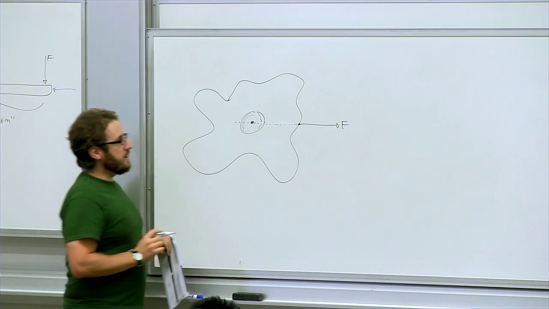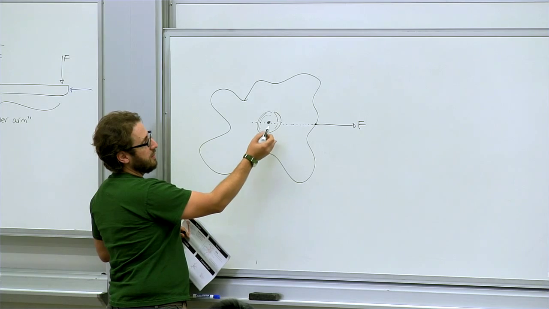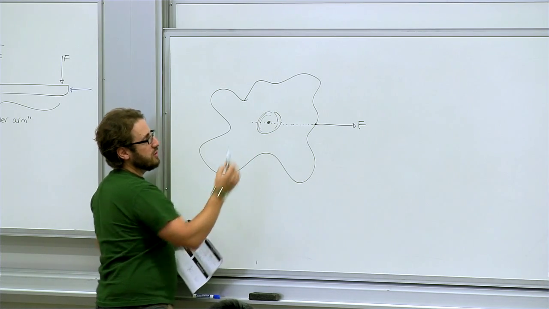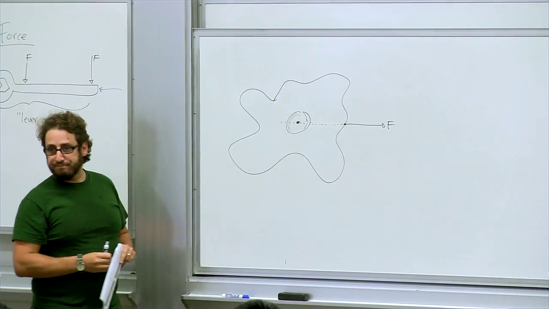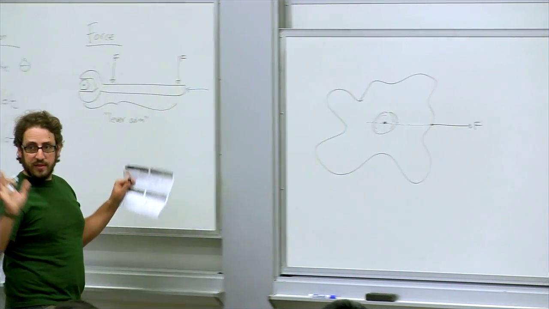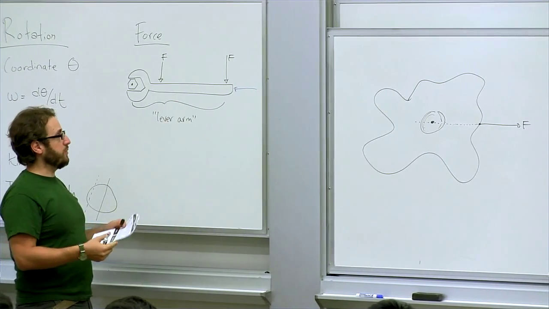Okay? And then I'm going to take the lever arm to be the distance from the axis of rotation to this line of action, which in this case would be 0, right? So it's just two different ways to think about the same concept. I'm not trying to teach you two concepts, just one concept from two different perspectives.